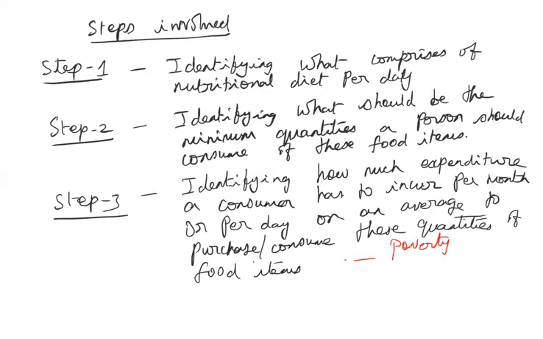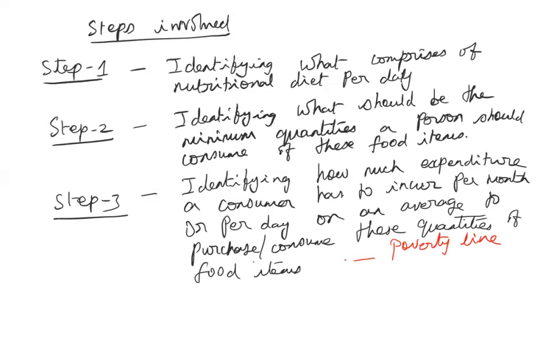The poverty line is the line which should enable a person to consume that minimum required amount of that nutritional diet, in terms of money. How much expenditure he has to incur, that expenditure denotes the poverty line. So if the person's income is below that expenditure, then he is considered to be below the poverty line.